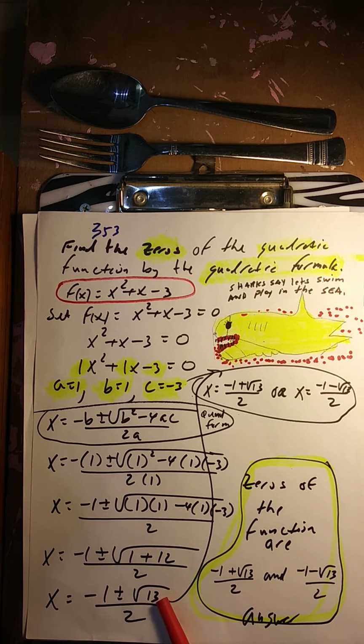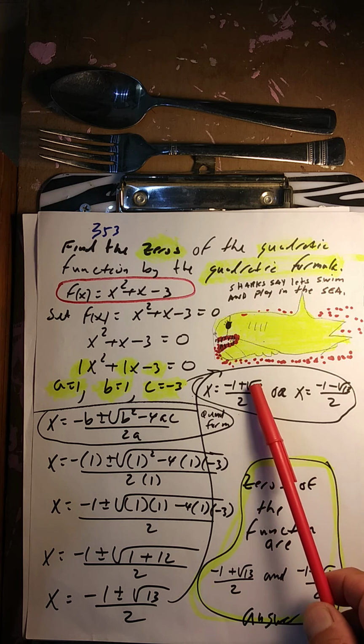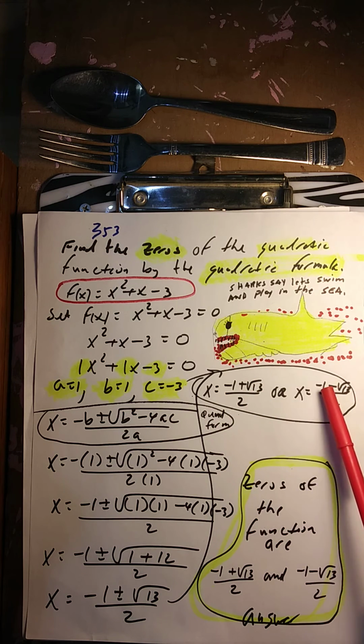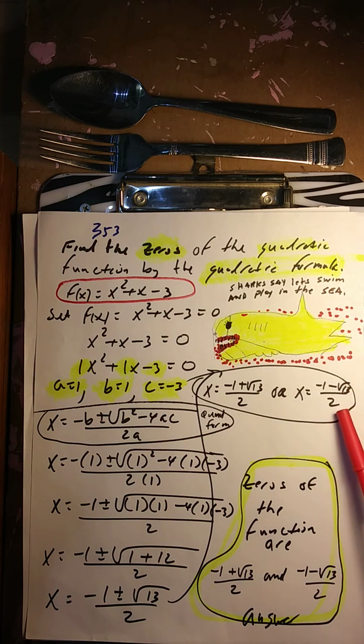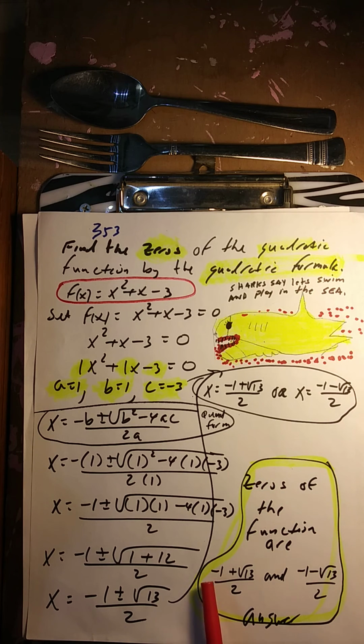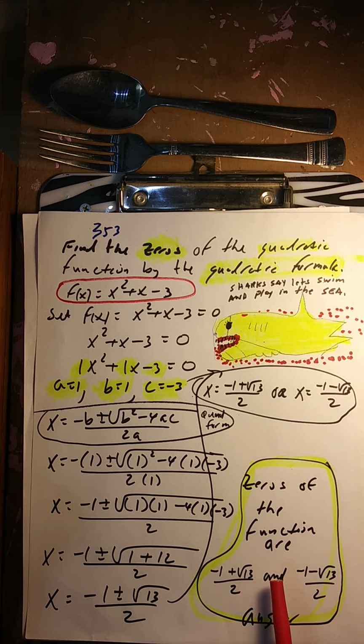So negative 1 plus or minus square root of 13 over 2. So you have negative 1 plus square root of 13 over 2. Negative 1 minus square root of 13 over 2. That's it. So zeros of the function are negative 1 plus square root of 13 over 2 and negative 1 minus square root of 13 over 2. That's it.